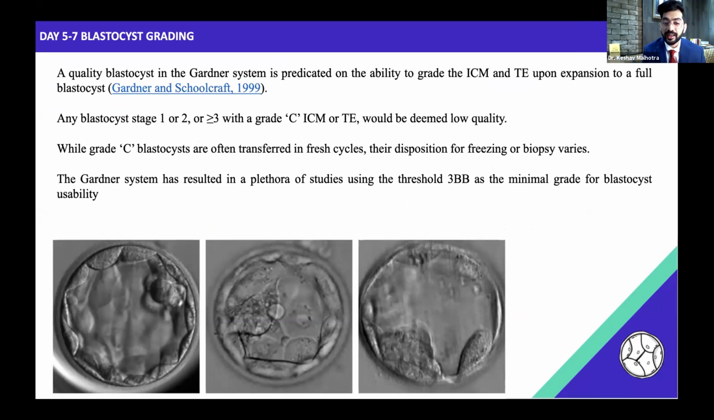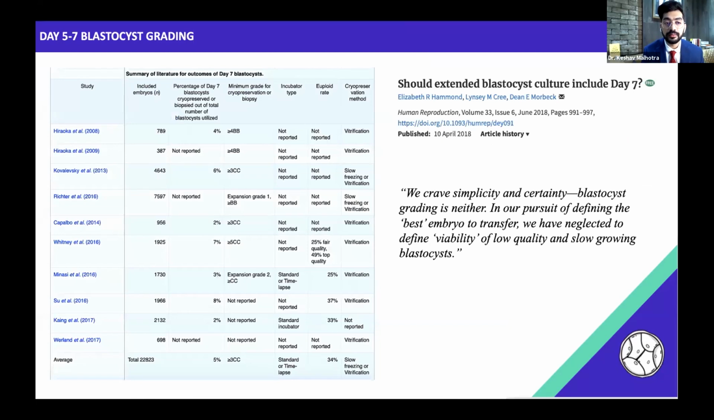Now, again, if I go back to the Gardner system, we are only using a threshold of maybe, let's say, 3BB as the minimal grade for blastocyst usability. But that paper really questions whether we should be identifying certain blastocysts which would have more potential, especially if you have a poor responding patient where you're getting blastocysts on day 7. Dean mentioned in that paper that you can cryopreserve even C-grade blastocysts because they have also resulted in pregnancies. And for that specific patient, it might be the only chance because he or she might be advised to use egg donation in the next cycle, or they might not have the funds to go through with another cycle. So it's worth giving them a shot with a day 7 blastocyst.